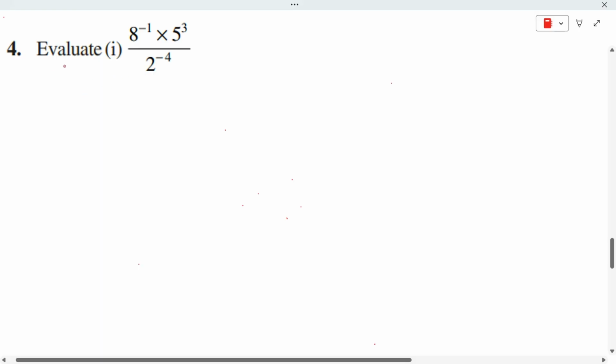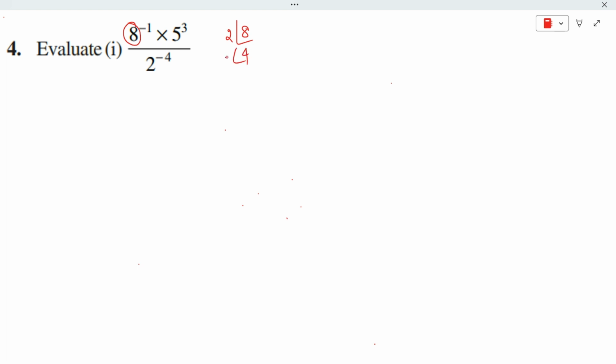Let's move on to question number 4, evaluate. So this can be done in two ways. You can just keep the composite number as such, or you can convert a composite number to a product of prime numbers. So here I'm going to follow the method where I'm going to convert the composite number to a product of prime factors.